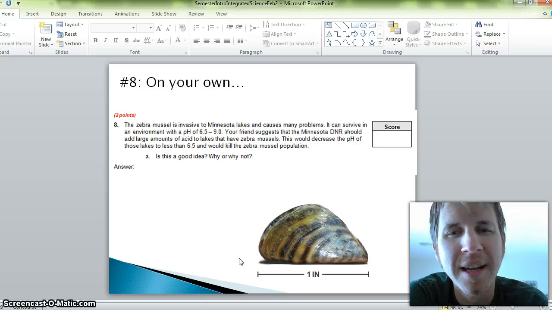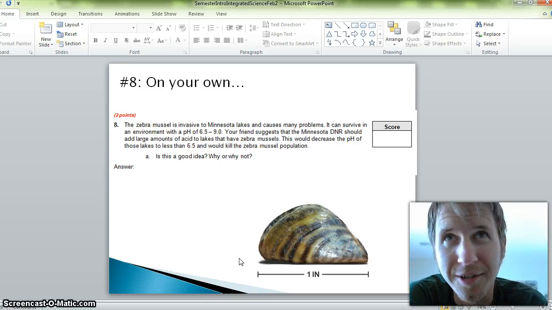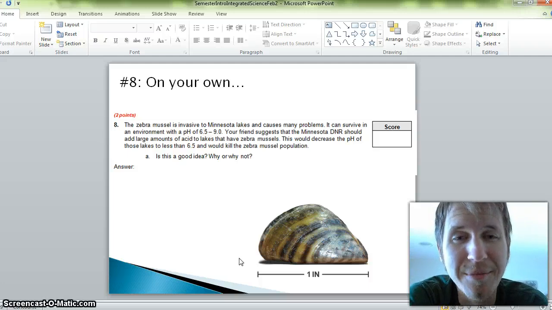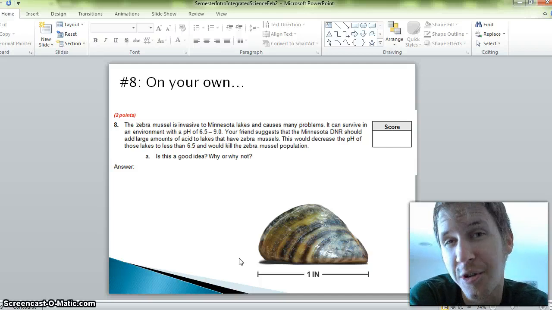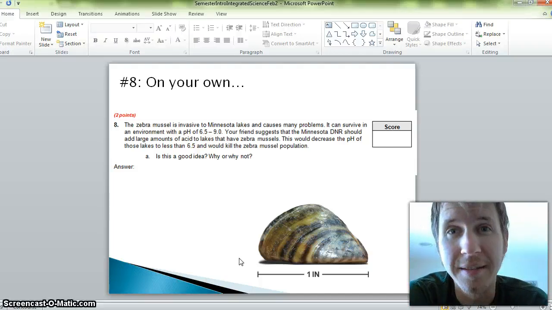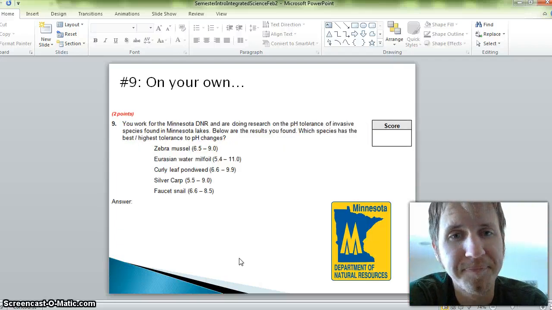Okay, so this is probably not a good idea because we have to take into consideration the other creatures that are living in the lake, and a lot of them do not have a pH tolerance of less than 6.5, and so they would die too, and that would throw off a lot of things, and then eventually you'd have to treat the lake for acidity, and that would be a problem.